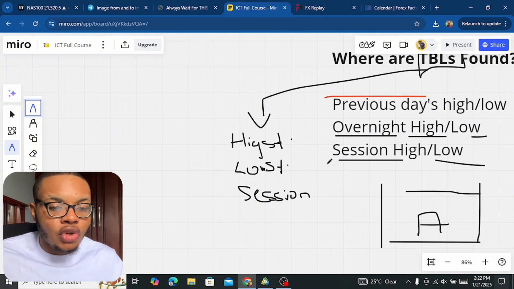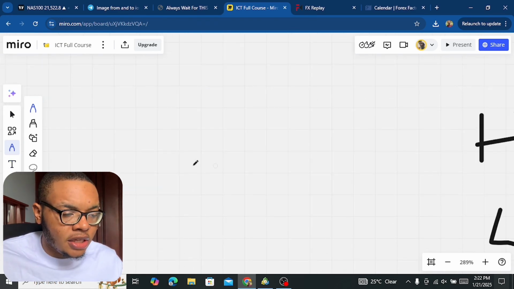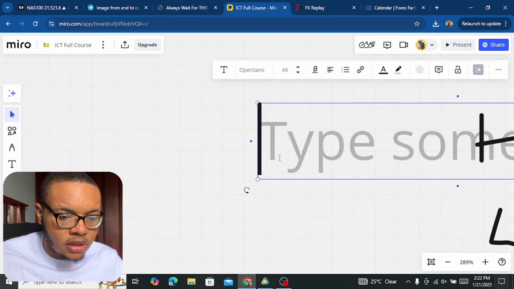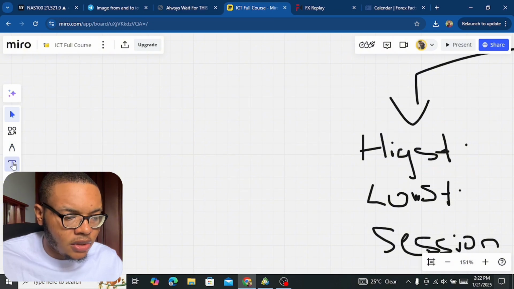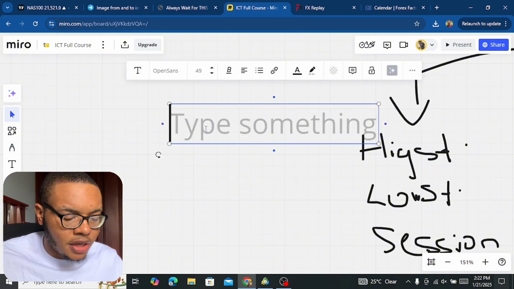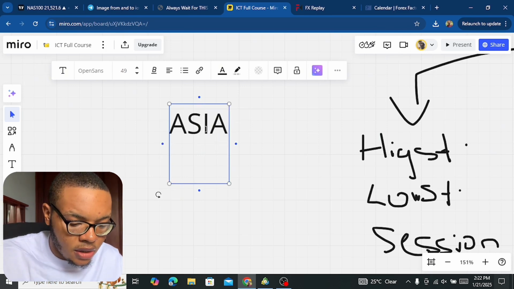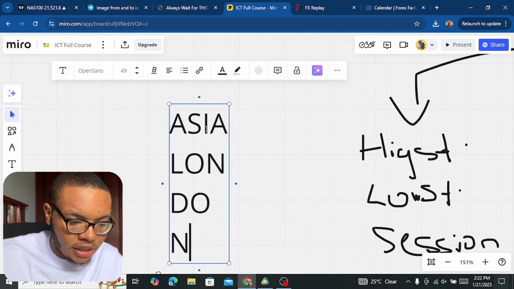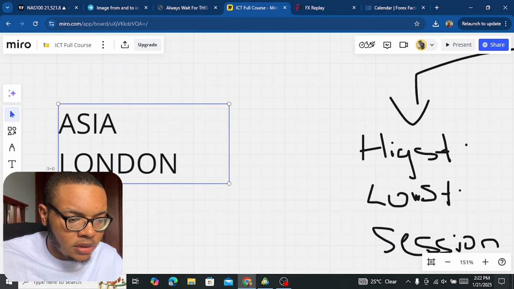All right, so now when we say highest and lowest points, we're talking of highest and lowest points in, let's type that out, highest and lowest points in, okay, that's too big. Okay, let's have it here. Highest and lowest points in Asia, in London, right? In Asia, in London. Let's expand this.